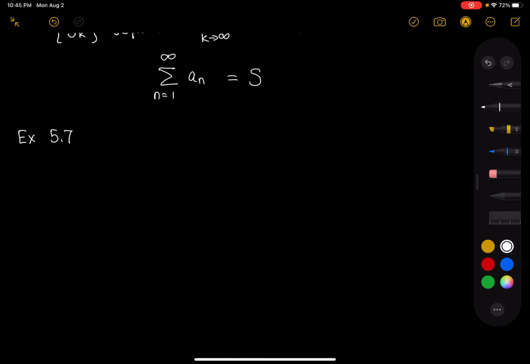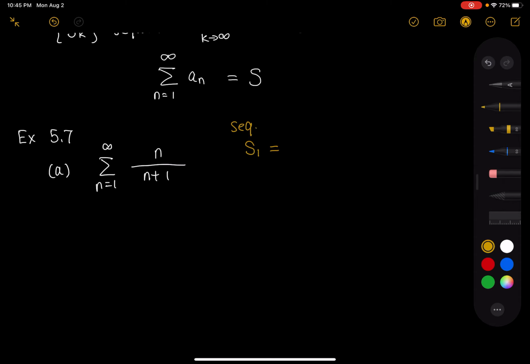So let's take a look at example 5.7. How do we evaluate limits of a sequence of partial sums, okay? So A, we have a series, n from 1 to infinity. So this is a sum. It might equal a real number or it might diverge. So how do we examine that? We have to take a look at the sequence of partial sums.